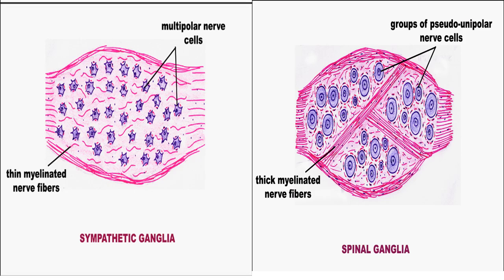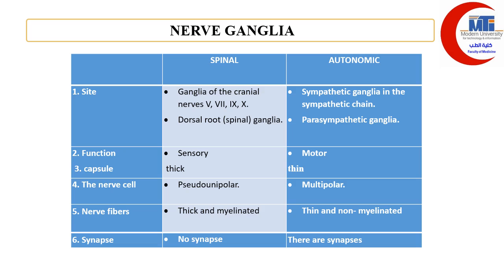Here the fibers are thick and myelinated. Here the fibers are thin and not myelinated. This is the difference between spinal ganglia and sympathetic ganglia. This comparison is very important.